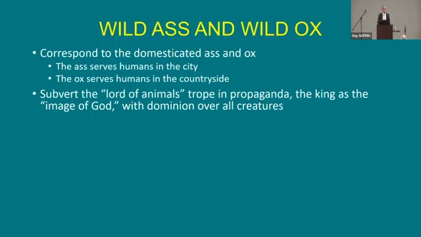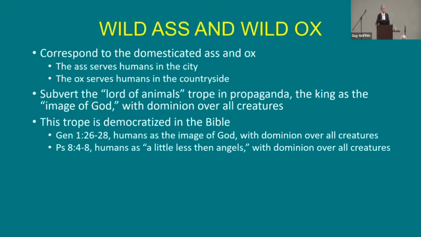These images subvert the Lord of Animals trope in propaganda. The king as divine image with dominion over all creatures. So originally, the idea of the king as the image of God meant that they have control over all creatures. We find this trope democratized in the Bible. So in the Bible, the human being is the one who represents divine presence, as in Genesis 1, the creation story, right? The old idea that image of God means we have mind or will and so forth, that's not quite what the text says.